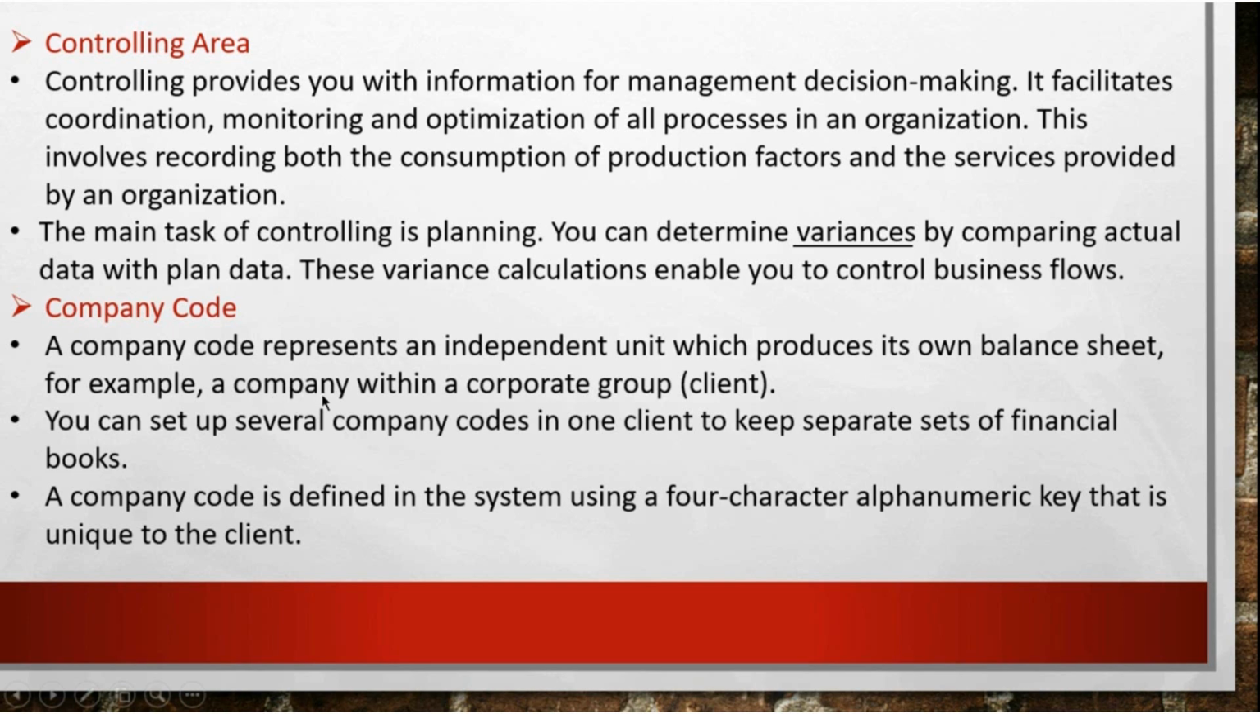For the company, you have to assign a company code which is 4 characters. It may be alphanumeric or numeric. Most people recommend that you consider numeric values, don't take alphanumeric. You can set up several company codes in one client to keep separate sets of financial books, and a company code is defined in the system using a 4-character alphanumeric key that is unique to the client. So the company code should be unique to the client. So this is what company code is.